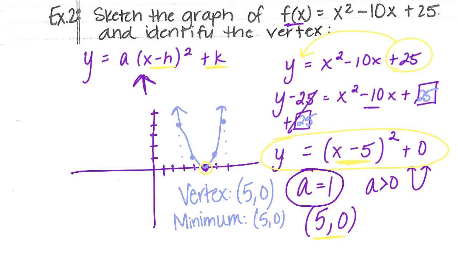And the other thing that they didn't really ask us to do, but we're going to do, is notice this orange line is the axis of symmetry. And the axis of symmetry is a line. This line is x equals 5. Always write the axis of symmetry as a line.